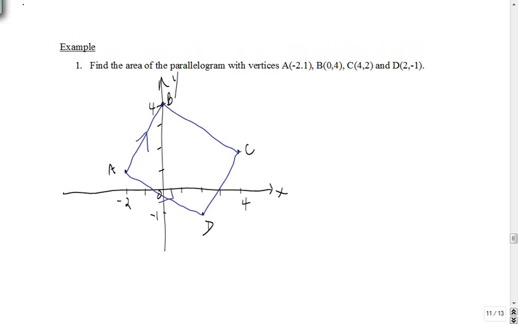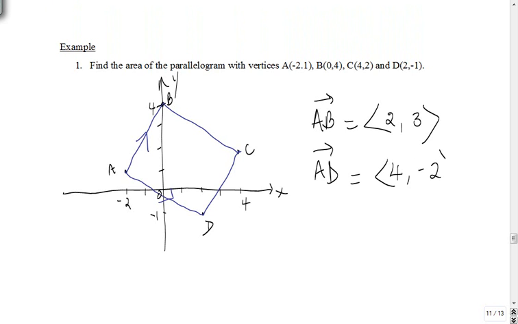So let us first find AB. And remember, how do you find AB from the last time? These are displacement vectors, right? So we are just subtracting A from B. So AB is the vector you get when you subtract A from B, and that is equal to (2, 3). Then you want AD, and here you subtract A from D, and this leaves us with (4, -2).